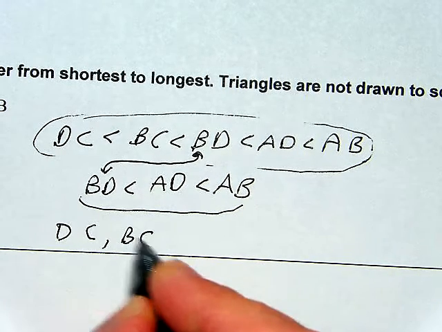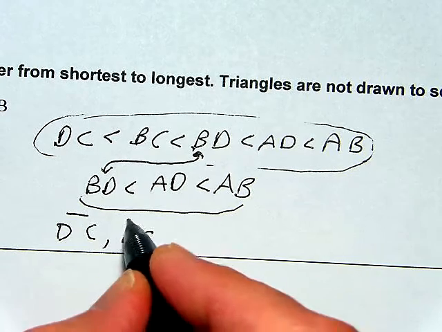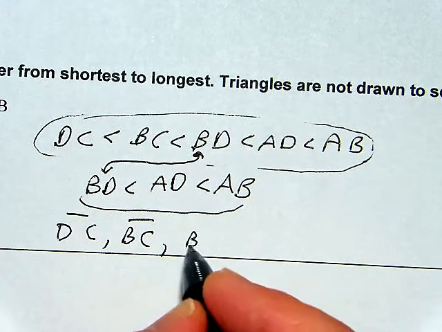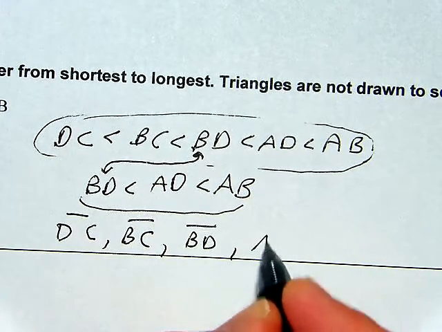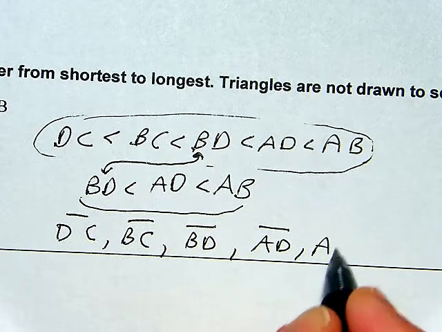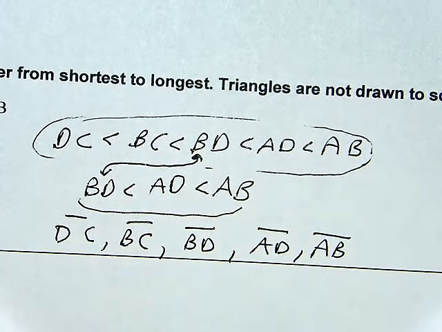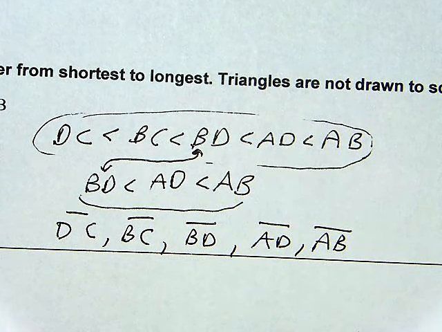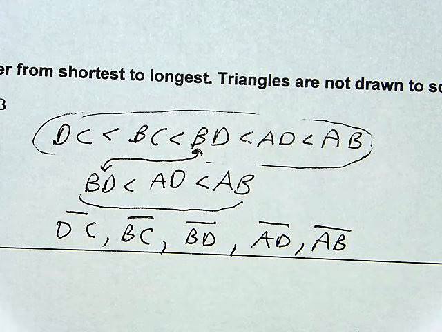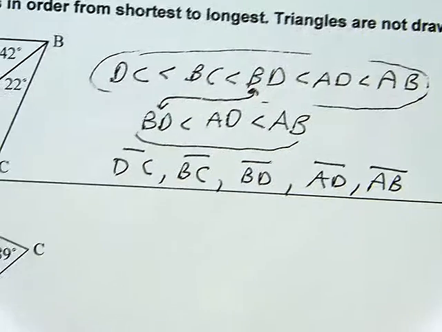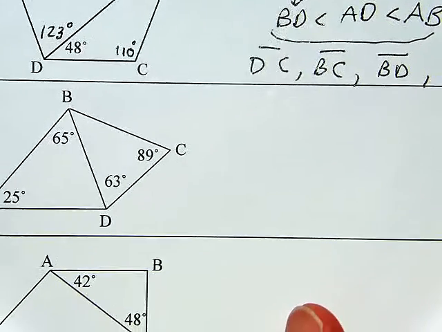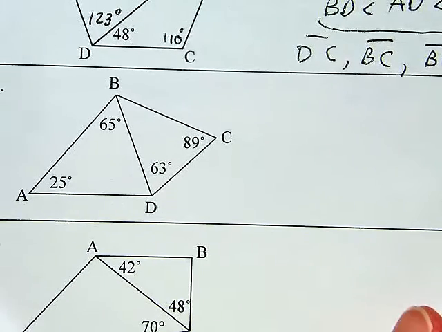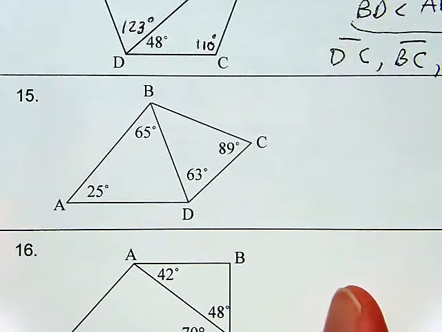DC, BC, in this case, I'm now listing them as sides, so I'll put a line above them. And now I have listed the sides from shortest to longest. Okay. That strategy will work for all of these problems. So let's go ahead and do number 15.